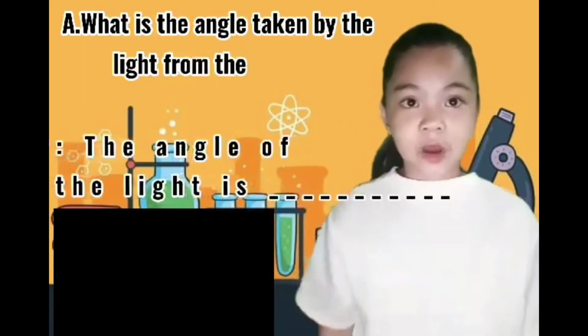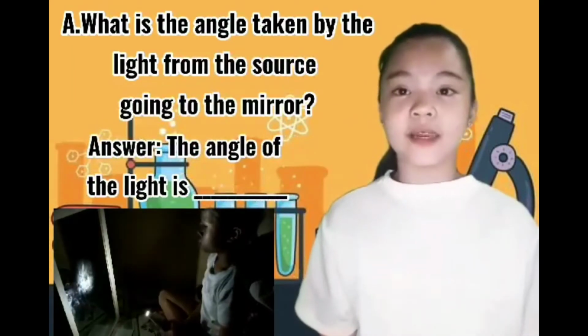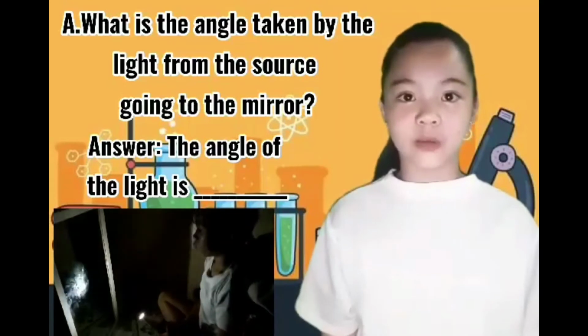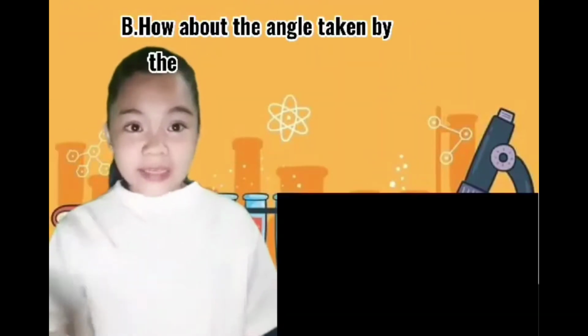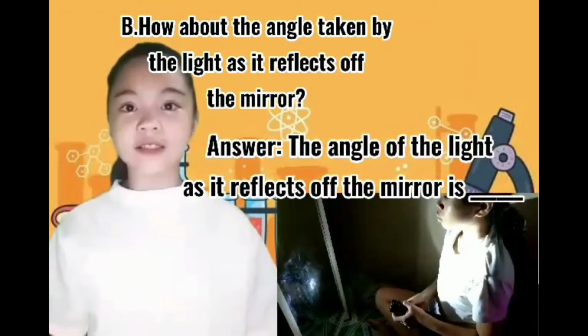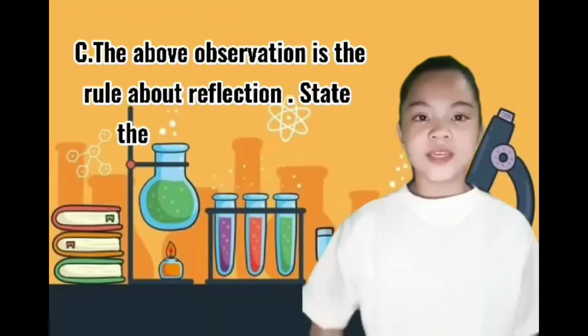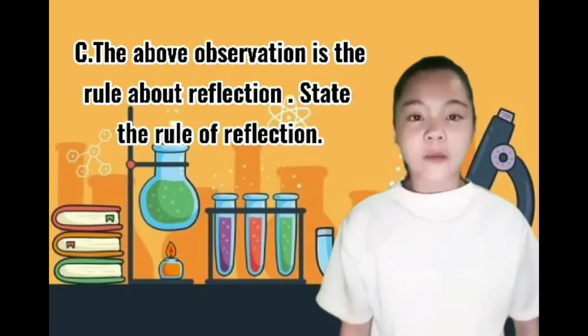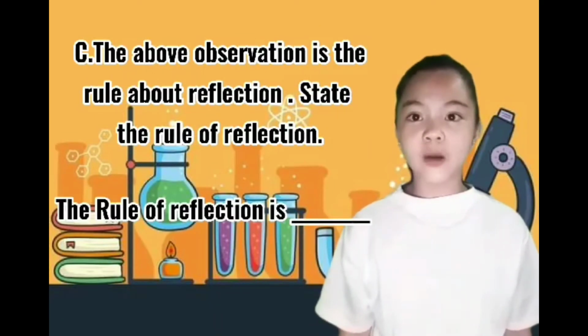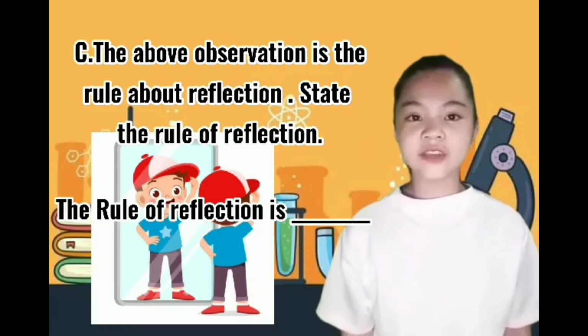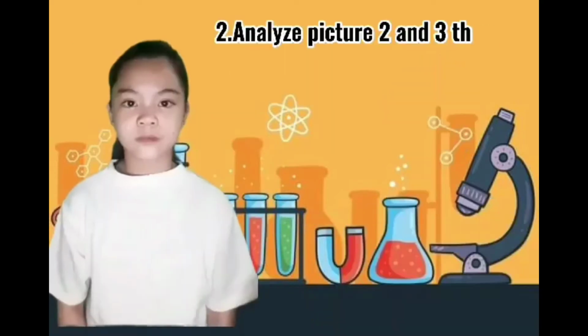A. What is the angle taken by the light from the source going to the mirror? B. How about the angle taken by the light as it reflects off the mirror? C. The above observation is the rule about reflection. State the rule of reflection.